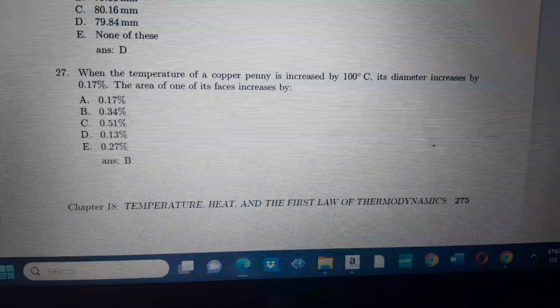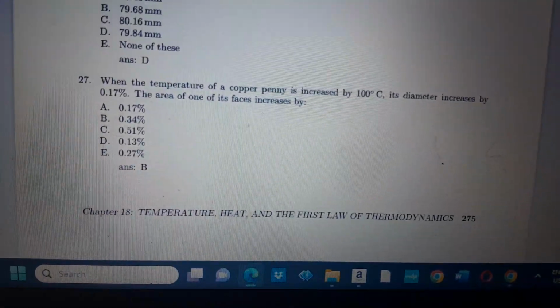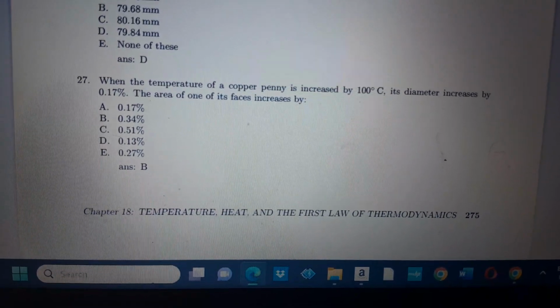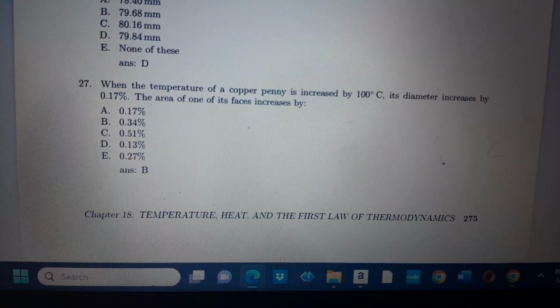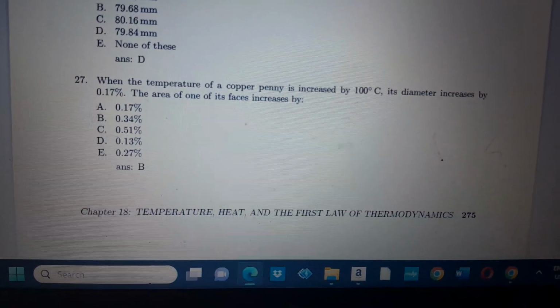If the temperature of a copper penny is increased by 100 degrees, its diameter increases by 0.17%. The area of one of its surfaces increases by what? The answer is B, 0.34%.